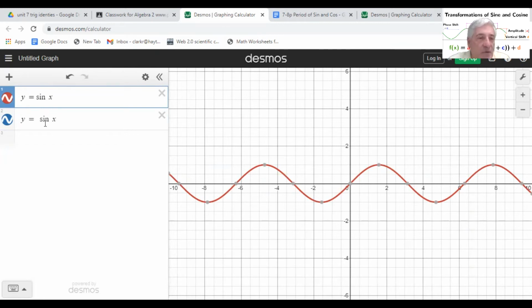So that's what you need to know about period. How do you find a period? You divide what's in front of x into 360 degrees. What's in front of x into 360 degrees would give you your new period. And I'm not going to make you plot all those points. We're going to do it on the graphing calculator.